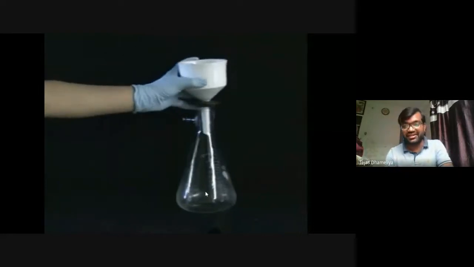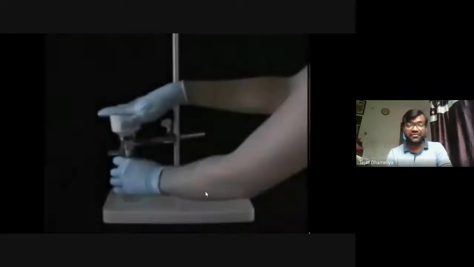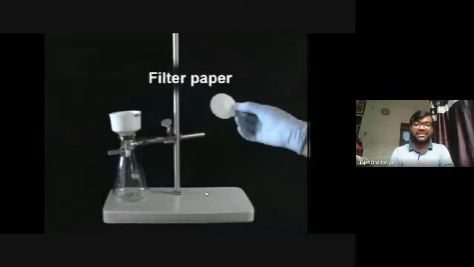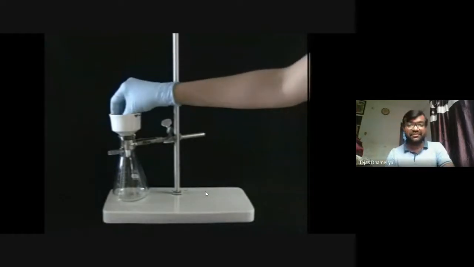Okay, so it is not of glass; it is of porcelain material. So that is kept over that. So that is our filtration assembly. But we have to be sure enough that it is properly fixed. Once it is fixed like this, then we can take the filter paper. This filter paper we can put over there.